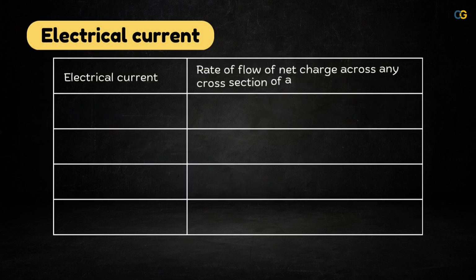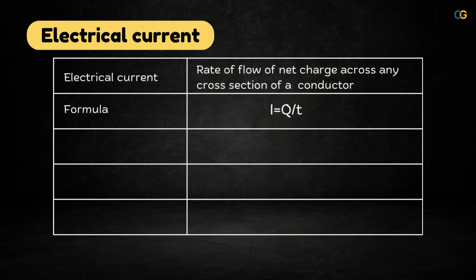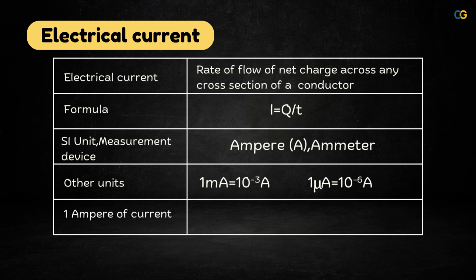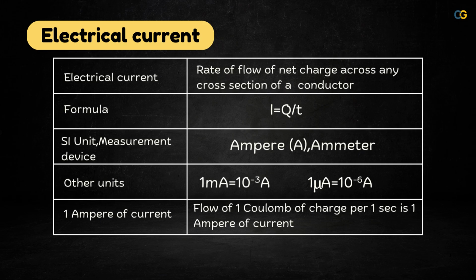So the definition would be rate of flow of net charge across any cross section of a conductor, and the formula of current is I is equal to Q by T. The SI unit of current is ampere, represented by a capital A, and it is measured using an ammeter. The other units of current which are used are milliampere, which is 10 to the power minus 3 amperes, and microampere, which is 10 to the power minus 6 amperes. 1 ampere of current is defined as the flow of 1 coulomb of charge per 1 second in a conductor.